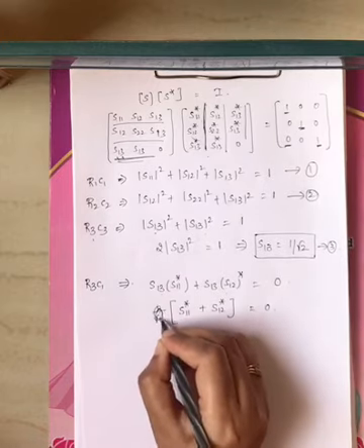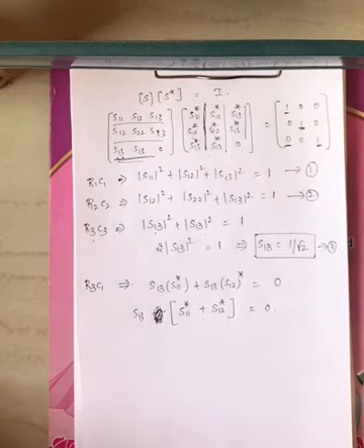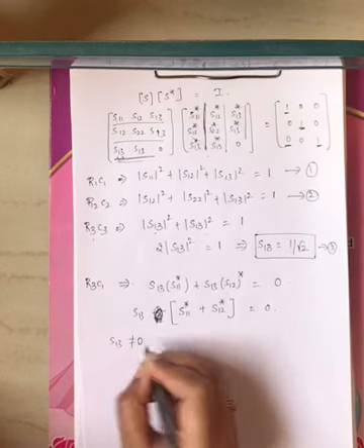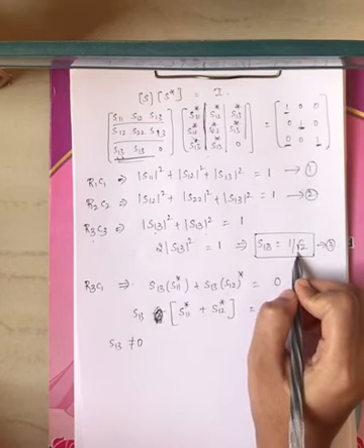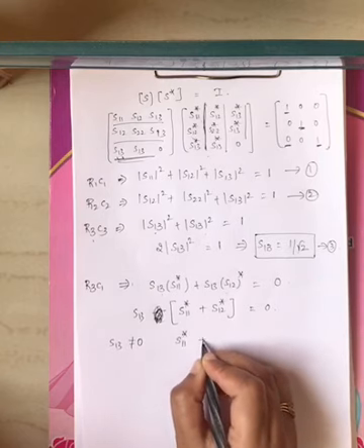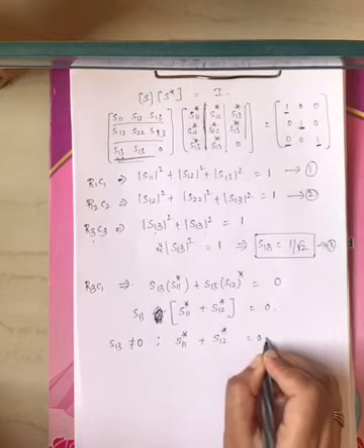If I take S13 common, this is the expression you get. Anyhow, S13 is not equal to 0 because we got the value as 1 by root 2. So what is equal to 0? S11 conjugate plus S12 conjugate is equal to 0.